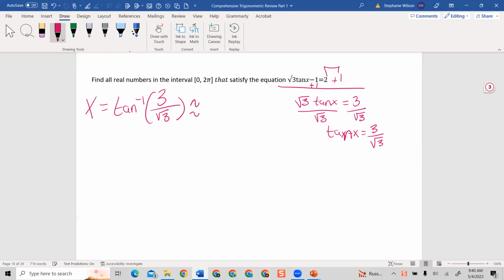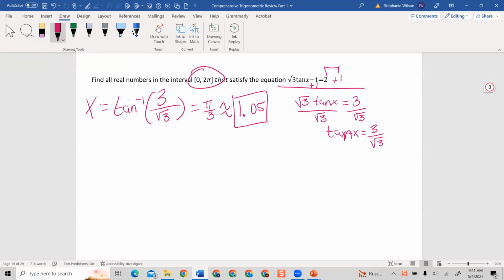I'm going to type it in my calculator, rounding to the nearest hundredth. Tangent inverse of 3 over square root of 3. If I go for the exact value, we get pi thirds. Now, if I round to get an approximation to the nearest hundredth, I get 1.05. So I can use 1.05, or you could use pi thirds.